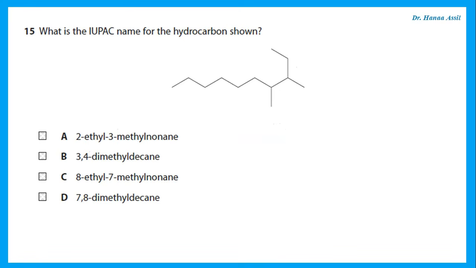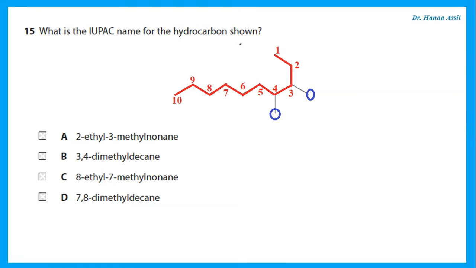What is the IUPAC name of this compound? We said to name a compound, first we look at the longest chain. Where is the longest chain? This is a chain that has 10 carbons. 10 carbons is decane. Nonane is 9 carbons. Decane is 10 carbons. So the name of this is something decane.